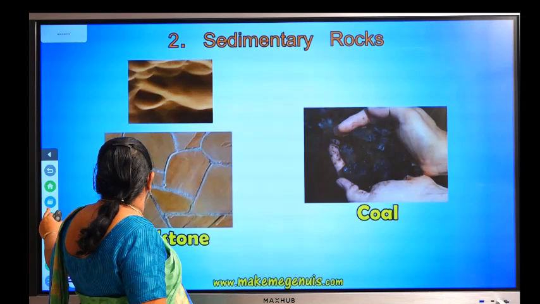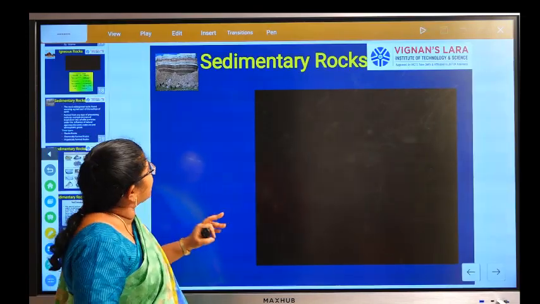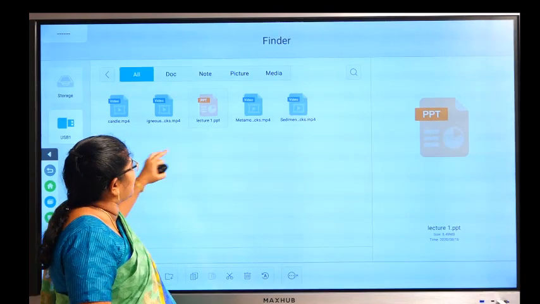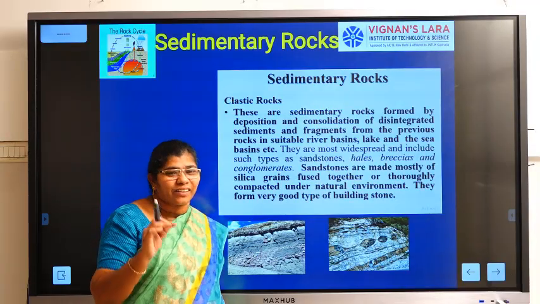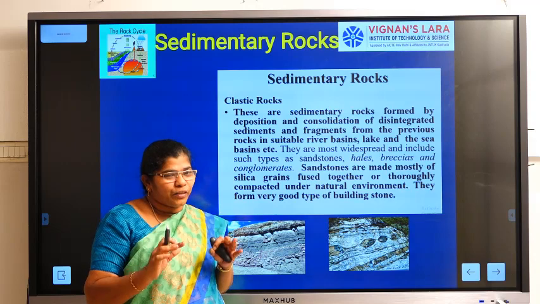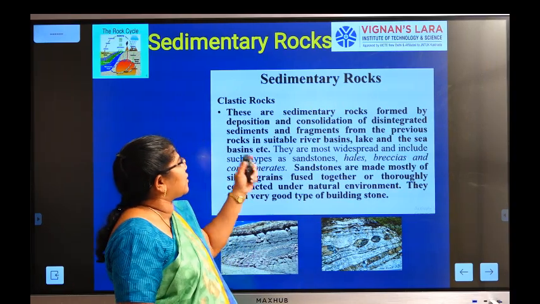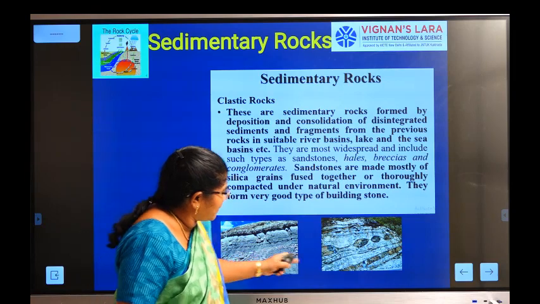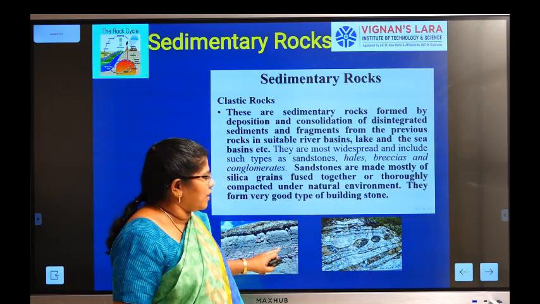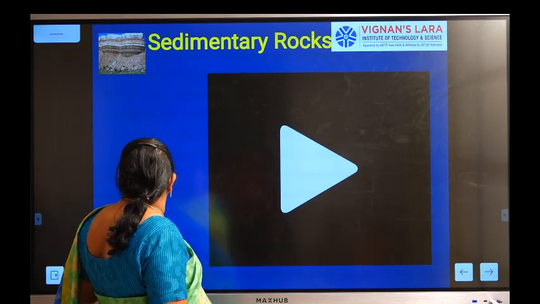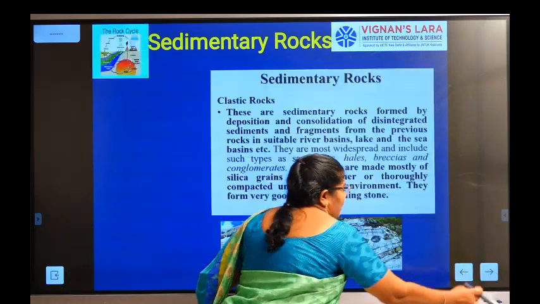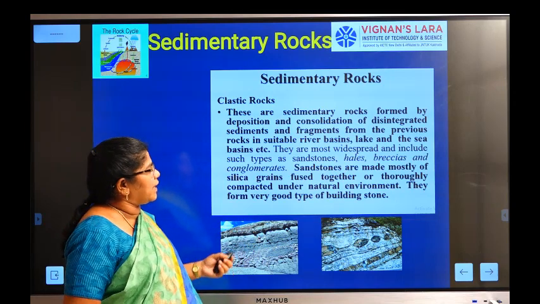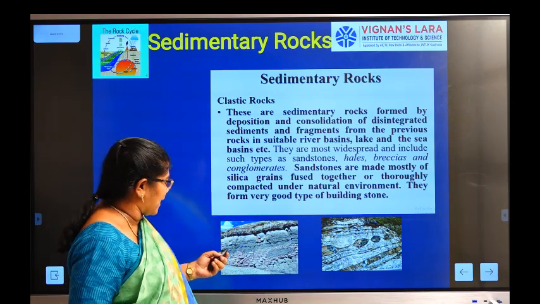Okay. Now we will go in for the next one. We will see about the metamorphic rock. As we told, igneous rocks are of two types, intrusive and extrusive. Sedimentary rocks are of three types. One is clastic rocks. These are the types of clastic rocks, like the layer by layer limestone layers. Sandstones come under these clastic rocks.